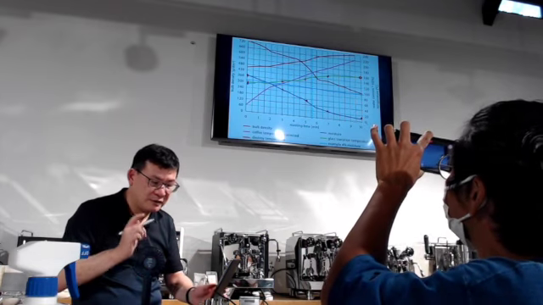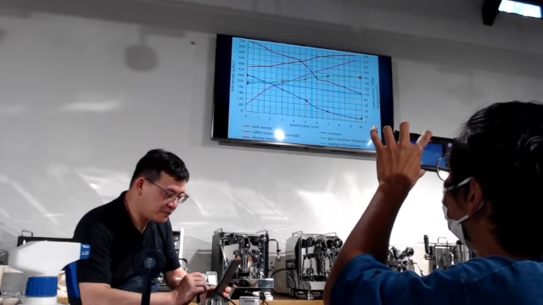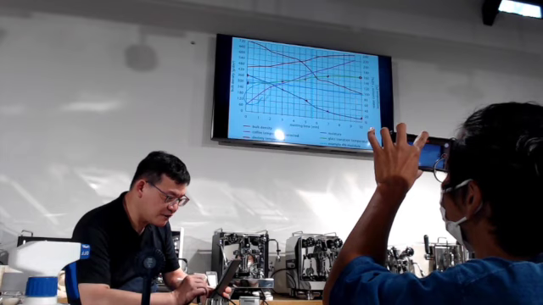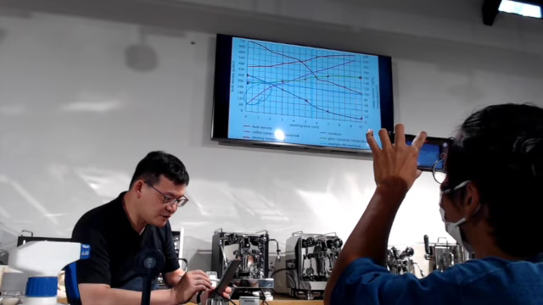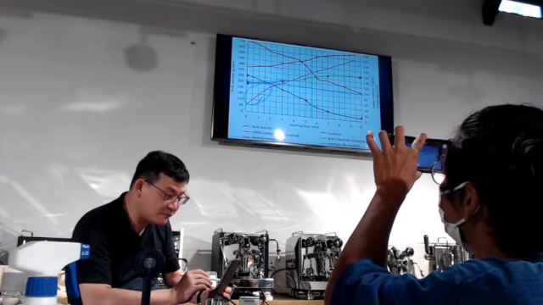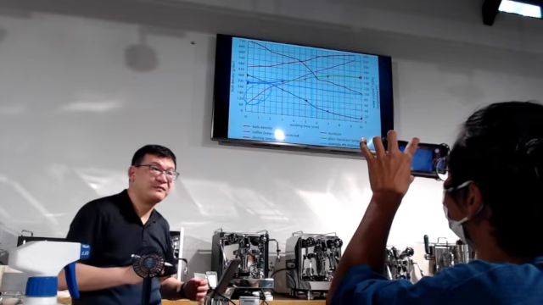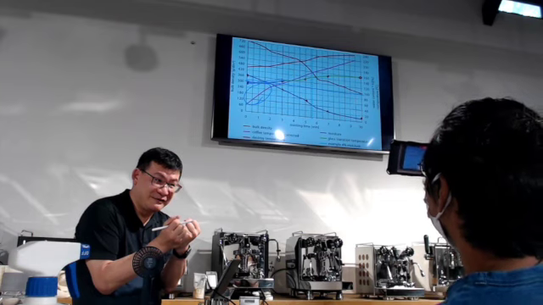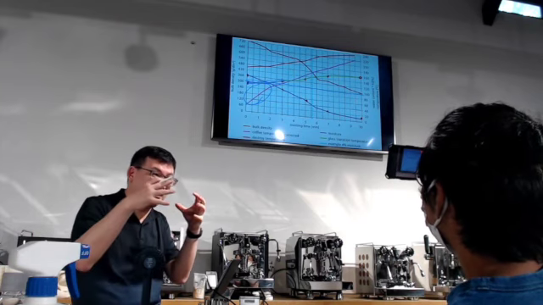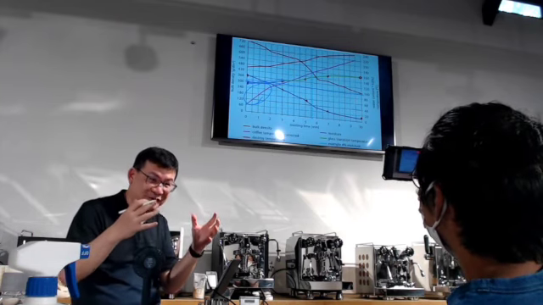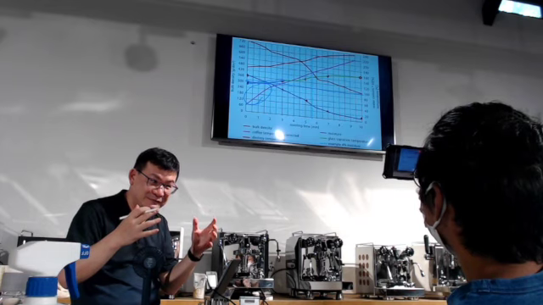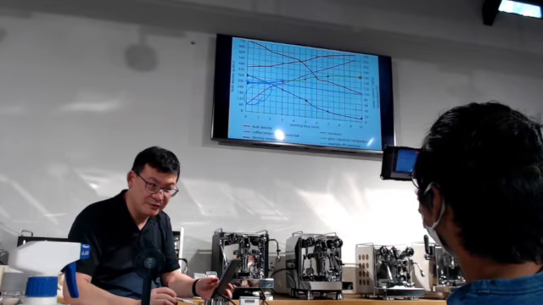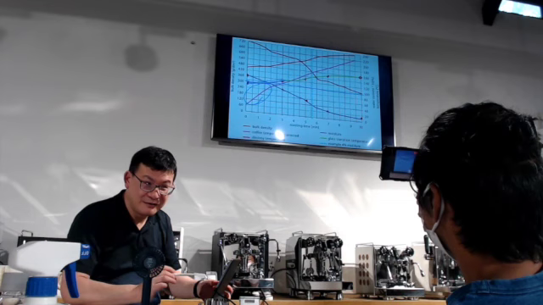So, if the bean's temperature is lower than the glass transition temperature, the bean's still very hard, cannot increase volume easily. You got it? Understand?